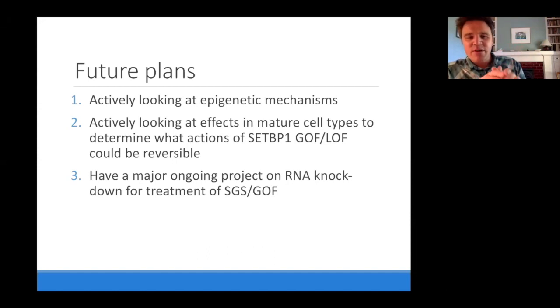I want to highlight point two. We are really good at making these mature cell types, the oligodendrocytes, astrocytes, and neurons. We're very interested in doing our work in that and testing for reversibility of different output measures, because obviously that's of most interest to the therapeutic avenues.